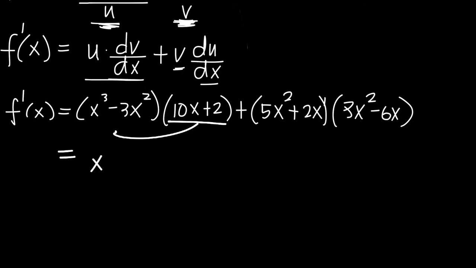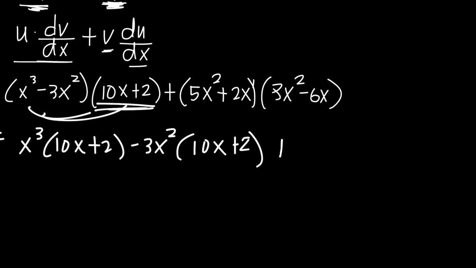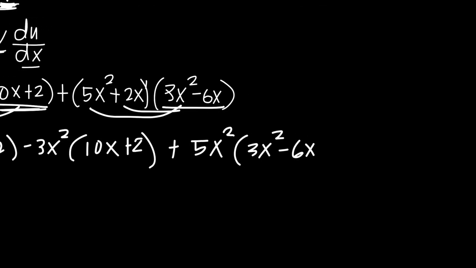So we can see x cubed times 10x plus 2. I'll distribute this to every term here. Minus 3x squared times 10x plus 2. And then I'll proceed to the next group. Plus, so I'll focus on distributing this to every term. I have 5x squared. Now there are many ways to expand this. So depending on your approach, as long as it's correct, you will still get the same answer. And then I'll distribute this to 2x, so there's a plus 2x.